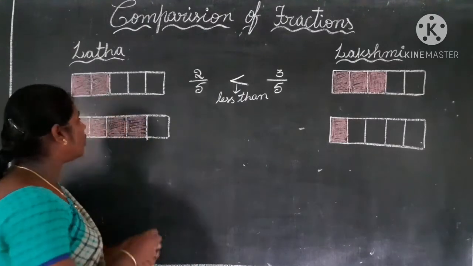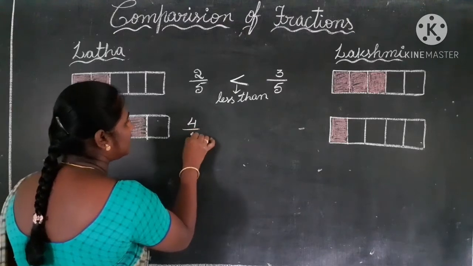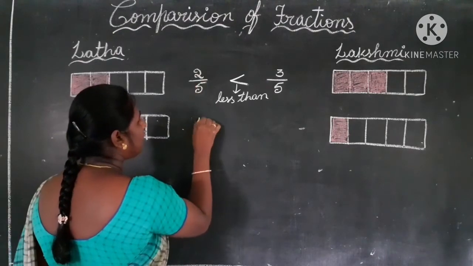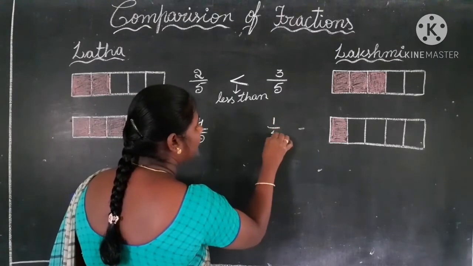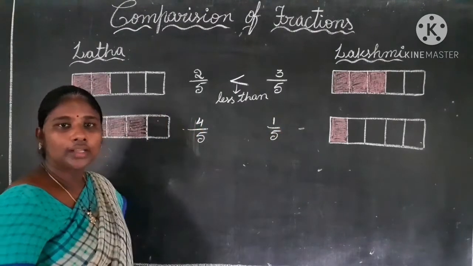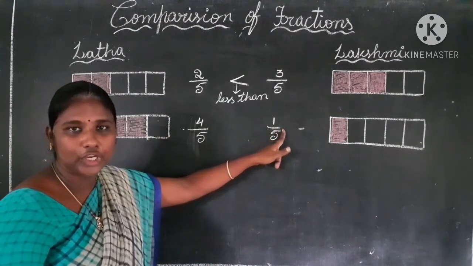Same here also. She ate 4 parts out of 5, so 4 by 5. She ate 1 part out of 5, so 1 by 5. Now who ate more? Lata ate more. We are comparing. This is called comparison.